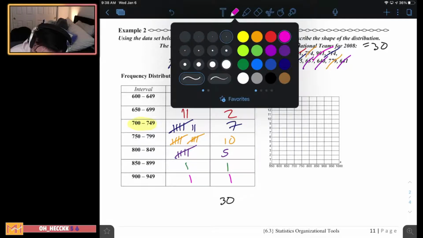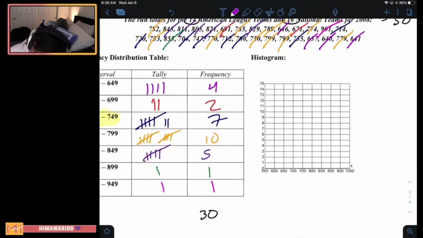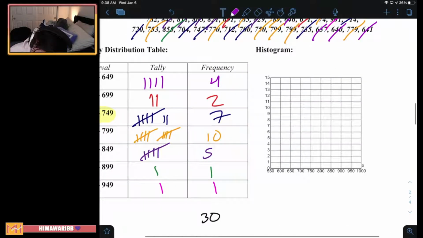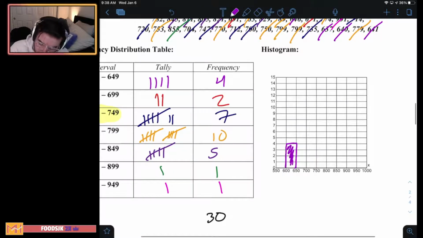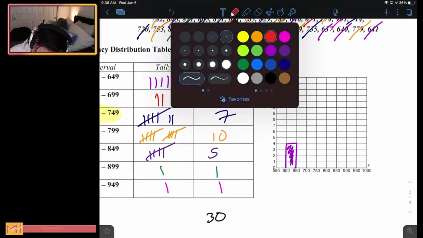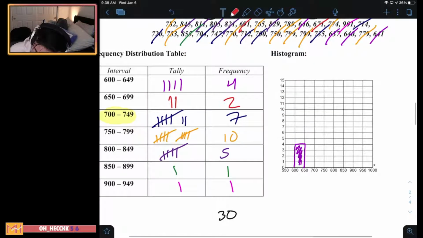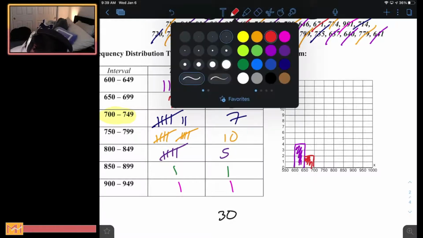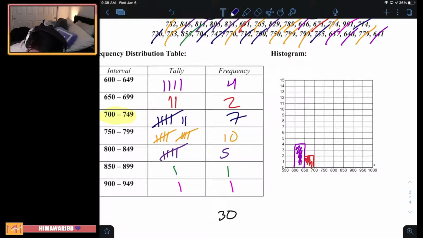So what's the first number? I made it purple. So from 600 to 649. 1, 2, 3, 4. Right? So that's that area, right? And then red here for 650 to 699. So less. And then that dark blue there. Oops, is that the right dark blue? Yeah. 700 to 749 is 7. That's what you guys counted. Oops, it's kind of ugly.